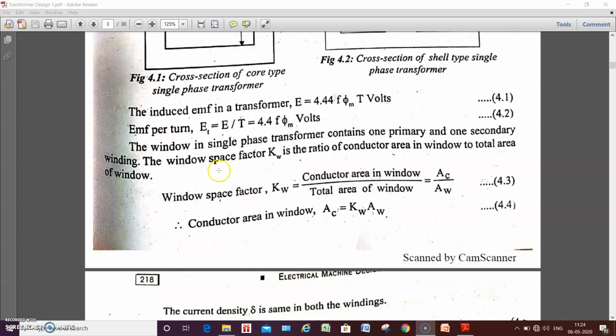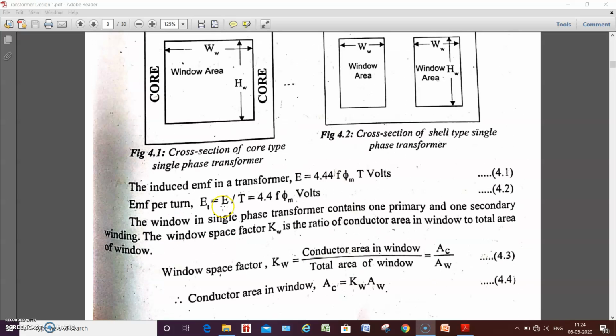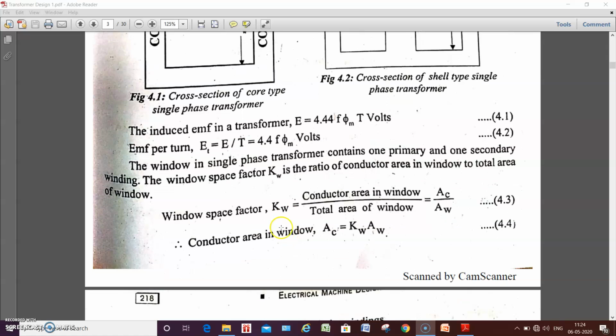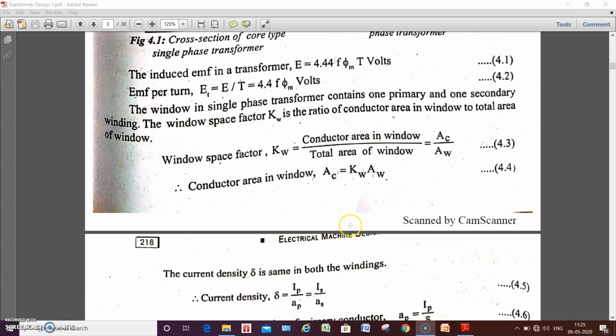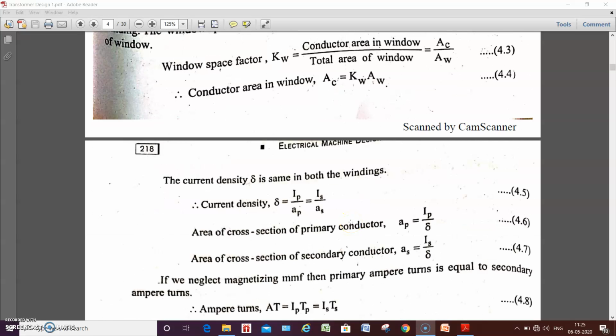Okay. So then this window space factor, because in the available window area, the whole window area is not going to be occupied by the winding. So we are going to define the ratio. This is the conductor area. This window space factor is the KW, the ratio between conductor area in the window and total area of the window. Window area is AW, conductor area is AC. So from this you are getting the conductor area in the window is KW AW. This window space factor KW we usually assume the value of 0.9 while solving the problem.